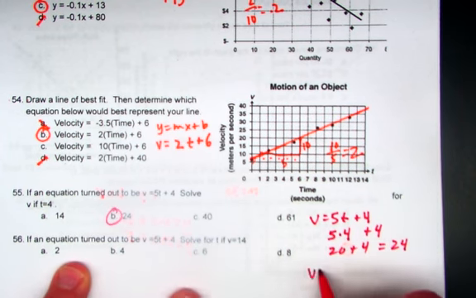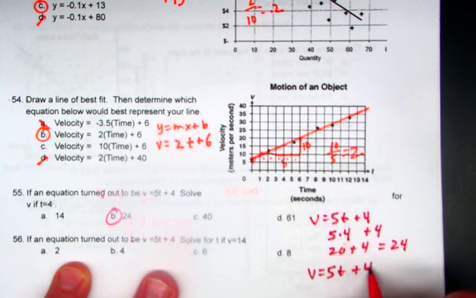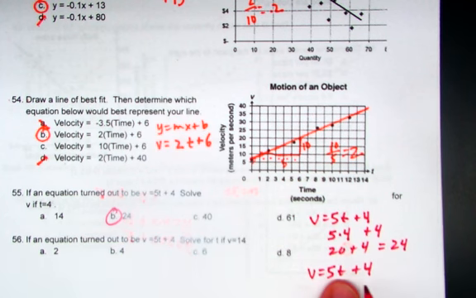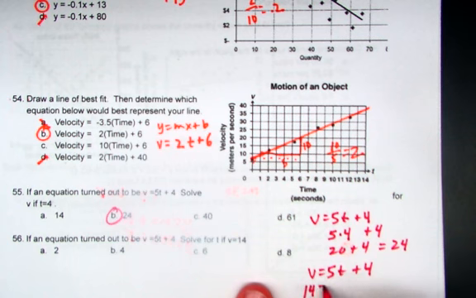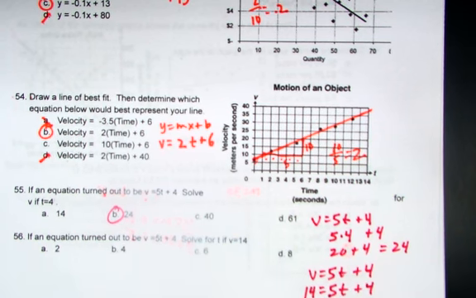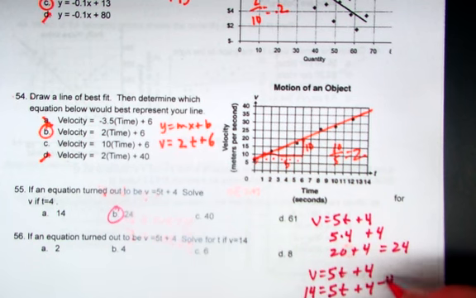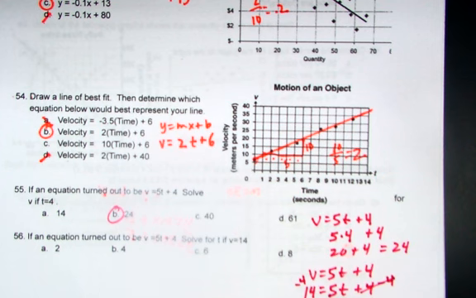For the next one, v equals 5t plus 4. I'm going to solve for t now if v is 14. So I'm going to plug 14 in for v. Now I have to subtract 4 from both sides. This drops out over here. 14 minus 4 is 10. 10 equals 5t. Now I need to divide both sides by 5 to solve for t. So t ends up equaling 2. The correct answer is A.